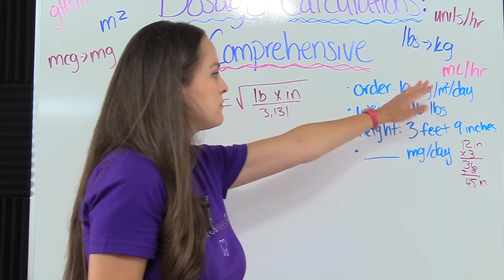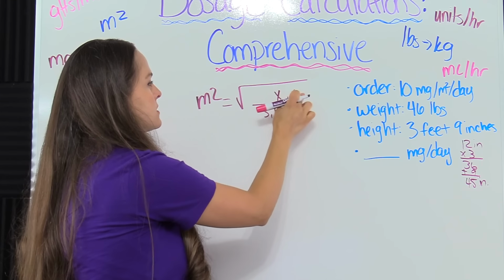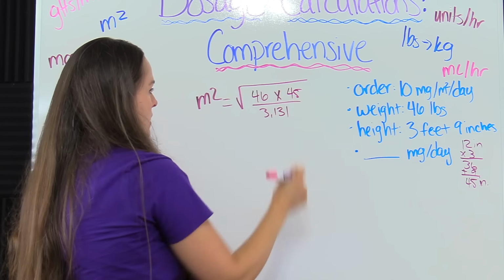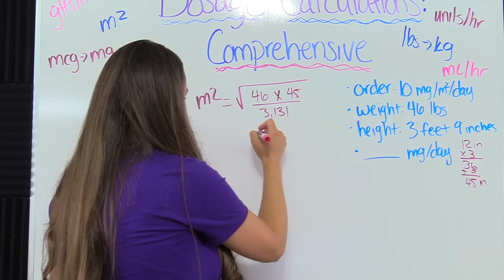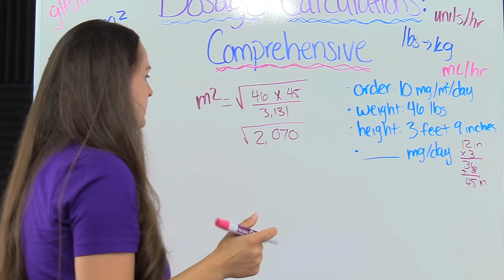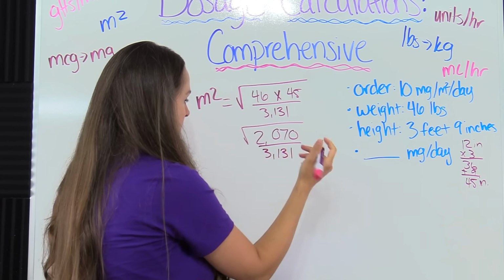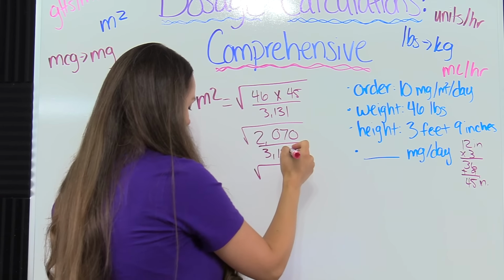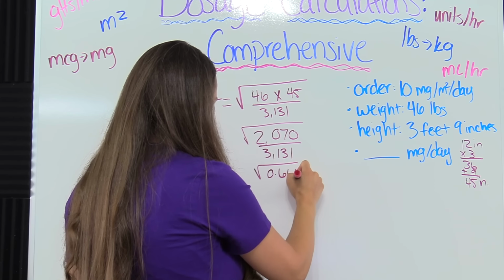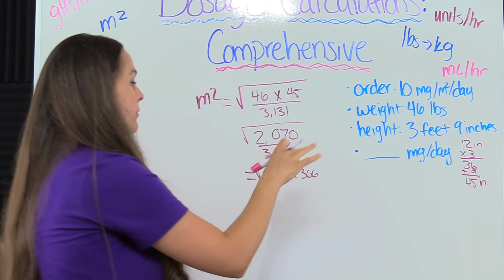So we have 45 inches, 46 pounds. We're good to go ahead and plug into this formula. So let's just erase this and put it in. So 46 times 45. So what is that? That gives us 2,070. Go ahead and carry our square root down. And then we're going to divide that by 3,131. And when we do that, we are going to get 0.661306, etc. And what we're going to do is figure the square root out of that.